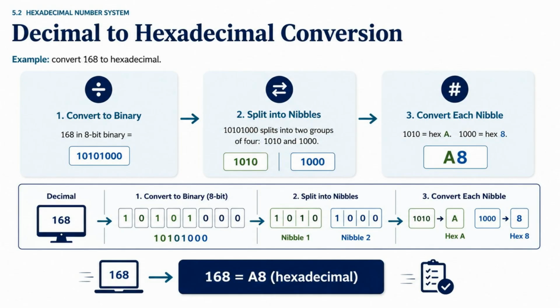Worked example, decimal 168 to hex. Convert to 8-bit binary first, 10101000. Split into 2 nibbles, 1010 and 1000. Convert each nibble separately, 1010 equals A, 1000 equals 8. Final answer, 168 equals A8 in hex. This is the nibble shortcut from slide 16, applied to a real conversion.